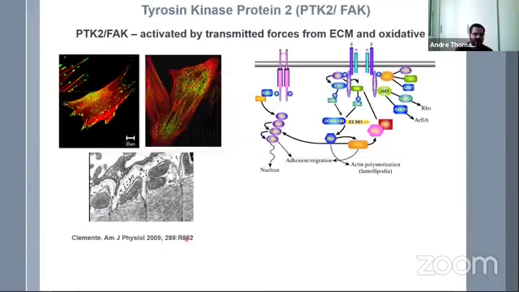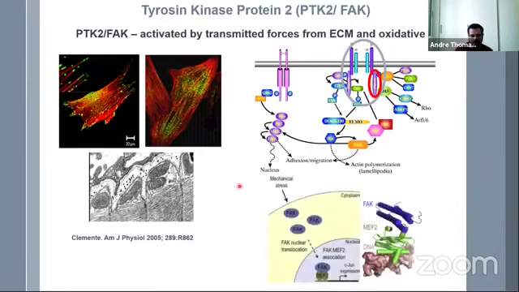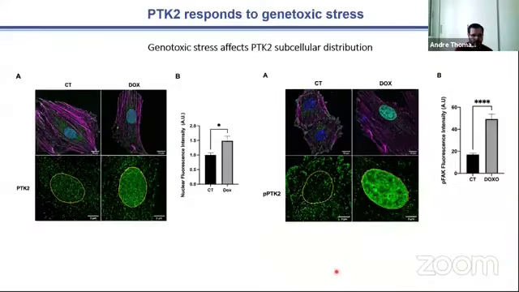So FAK was first found on the focal adhesions. That's why its first name is focal adhesion kinase. But now we saw that FAK can be found at the nucleus also, but its effects on the nucleus are not clear yet. So we are betting that one of FAK's effects at the nucleus is to help DNA damage repair somehow.